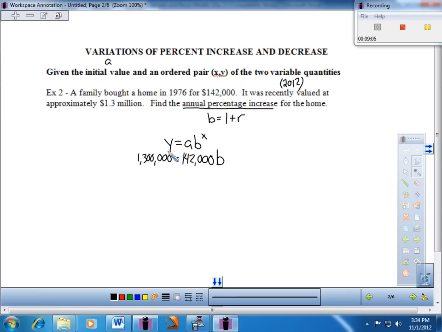And let's see, 24 and 12 after 36 years. So there's the match. There's the x and y, the ordered pair that would fit on this exponential curve. And if it's an ordered pair on the exponential curve, then we can use it in the exponential model. And so that's exactly what I'm going to do right here.